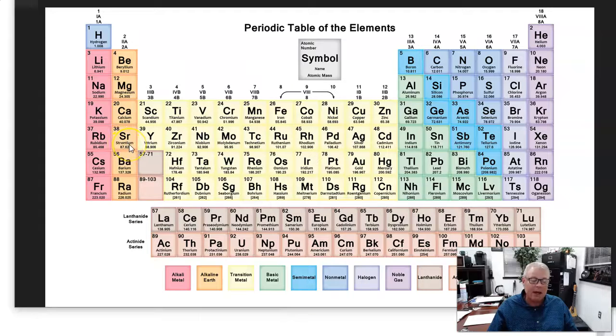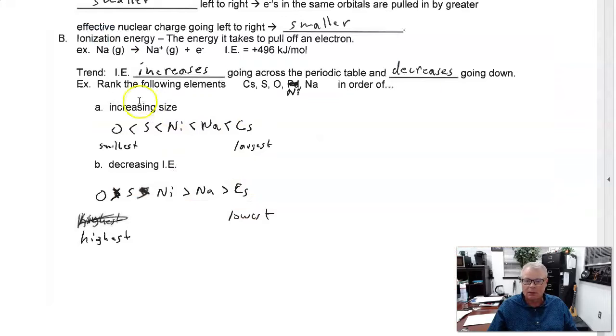Now, how would I do something like this on a test? Well, rank the following elements in order of, let's say, increasing size. If I say increasing size, that means what? From the smallest one up to the largest one, right? So you've got to read the question first. All right, so I've got cesium, sulfur, oxygen, nickel, and sodium.